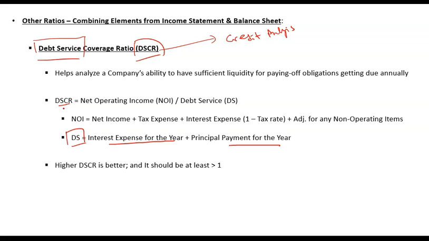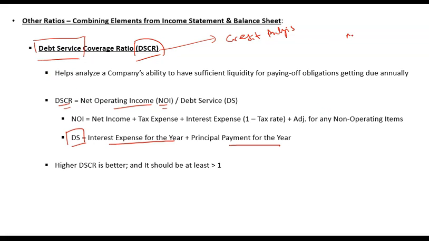And debt service coverage ratio tells you whether the company has enough cash flow or enough income to pay off this debt service or not, or to service this debt or not. So it is a comparison of available income to debt service. And what income do you use? You use that income which is used to pay off that service, and that is net operating income. That is income before tax expense, income before interest expense, income before non-operating items. That is simply gross profit minus operating expenses plus operating income.